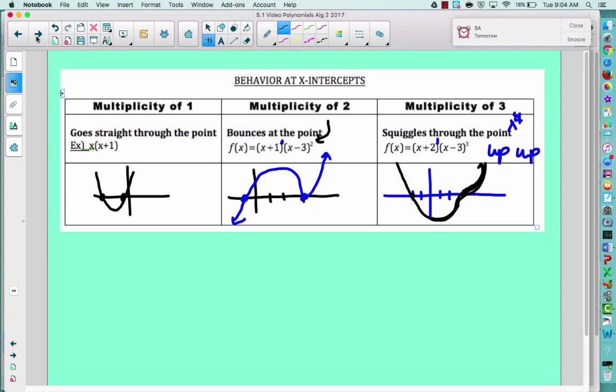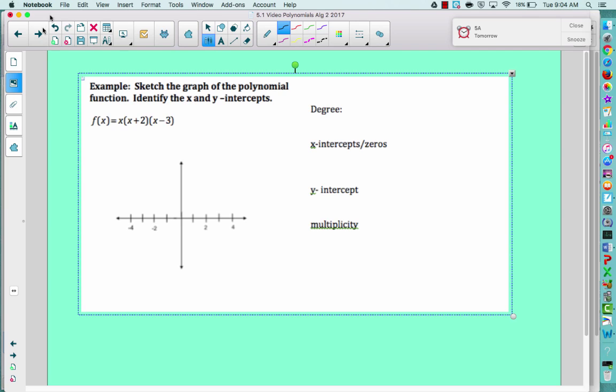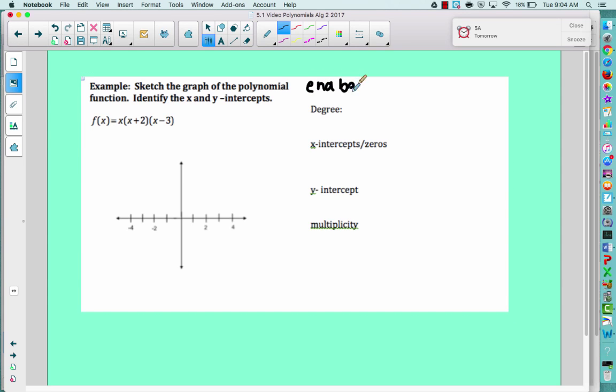All right, let's put all this together and let me be clear on each step. I just wanted you to see the difference between going straight through, bouncing, and squiggling. Okay, so here's a graph. We need to always look at our degree and therefore our end behavior. I think I left that off, so let's talk about that.